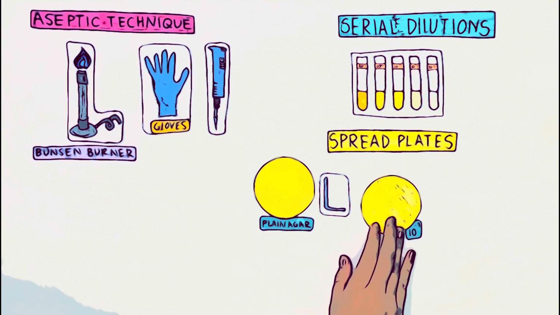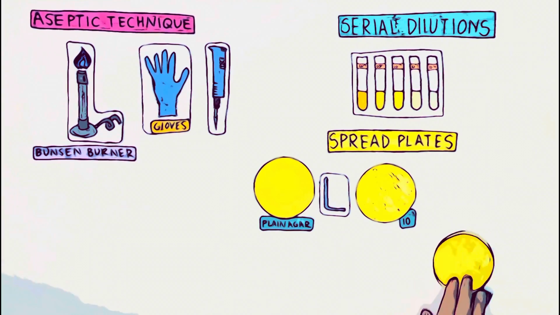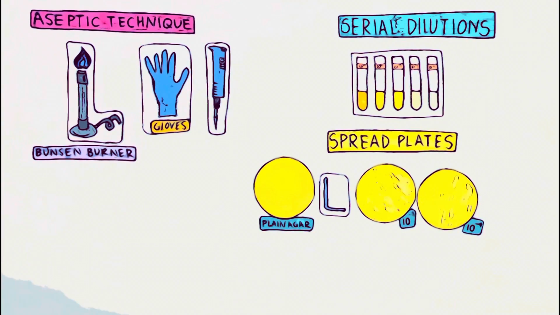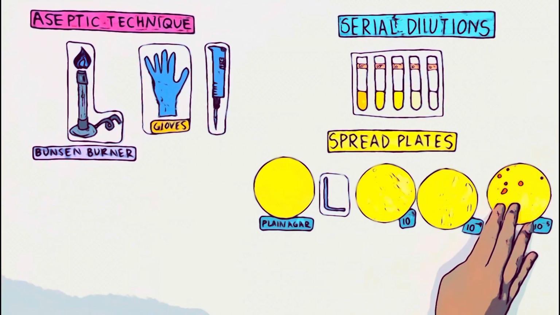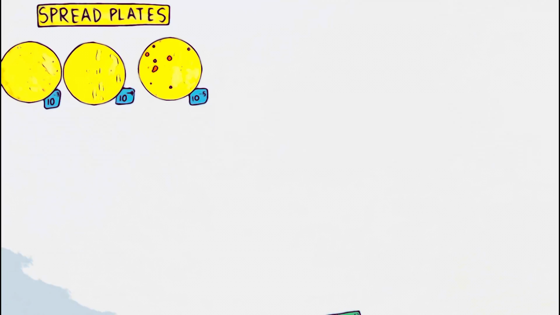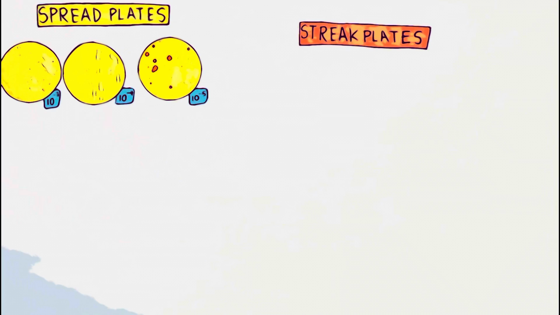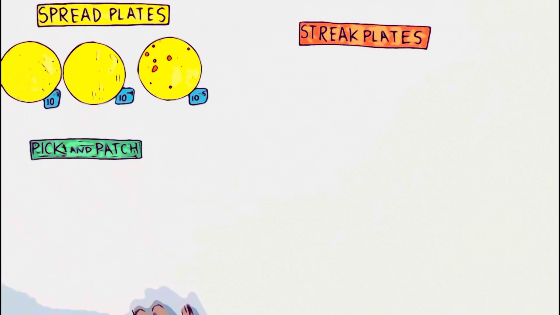After growth, the bacteria can be calculated using the colony forming unit or CFU calculation. By counting the growth on the spread plates, the number can be entered into the formula to determine the CFU rate. Next, the spread plates were used to create streak plates and then pick and patch plates.